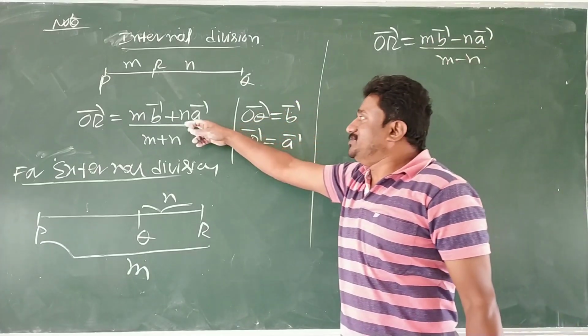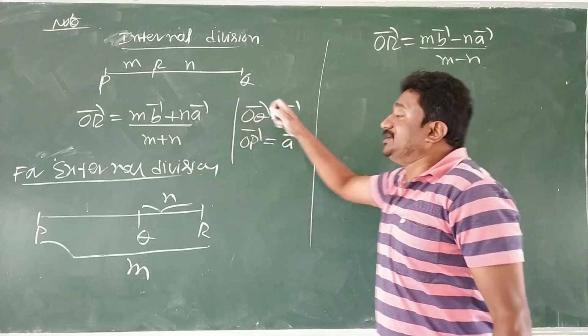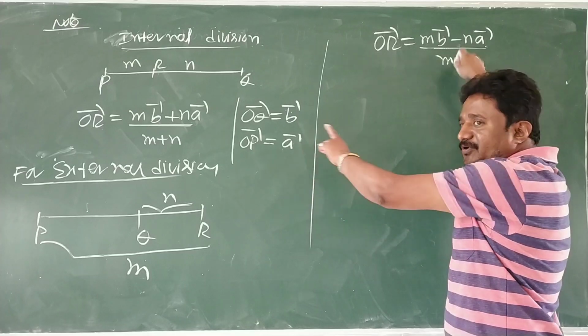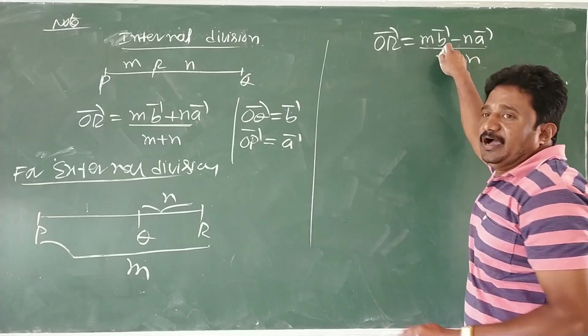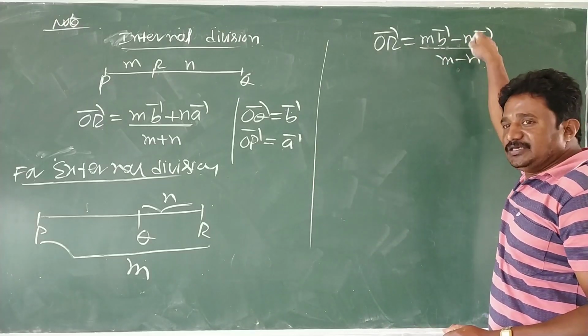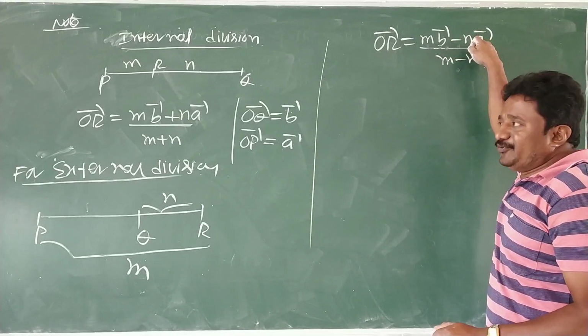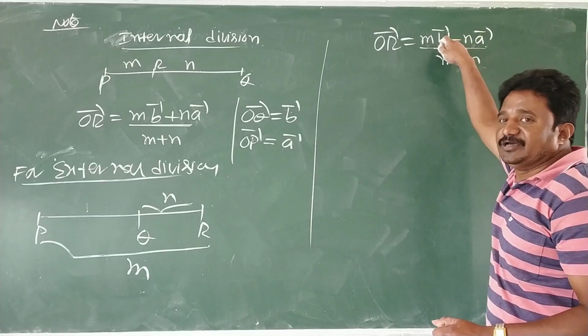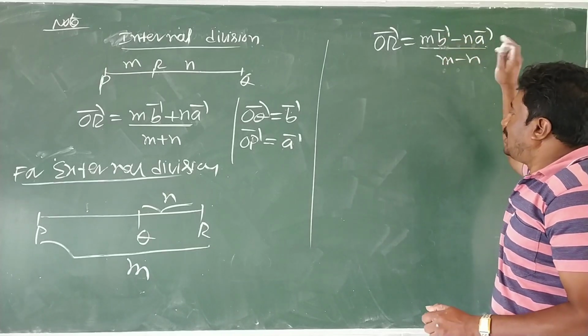For internal division, you use plus. For external division, you just change plus to minus. You write minus: m b, again b is the second point, and a is the first point. The position vector of the first point and the position vector of the second point, by m minus n.